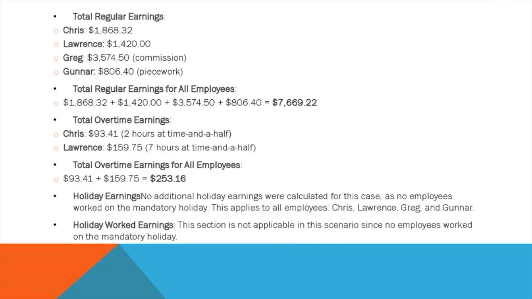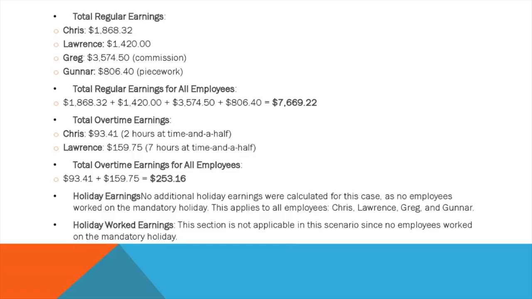To summarize all of our payroll calculations, again, for all of the total earnings, we have Chris at $1,868.32, Lawrence at $1,420, Greg at $3,574.50. He's on commission. Gunner at $806.40. He's on piecework. And then the total regular earnings for all employees, if you add it all together, we got $7,669.22.